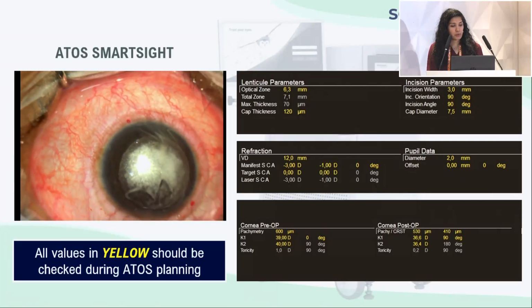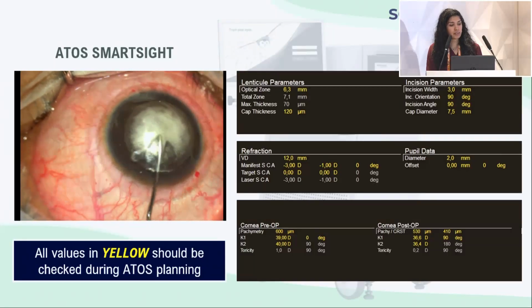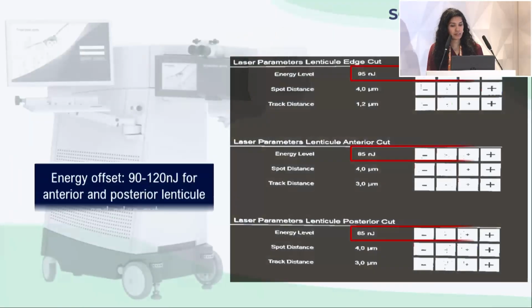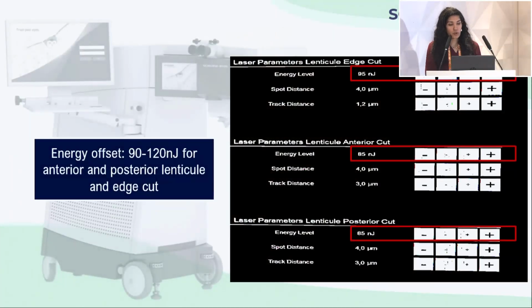So here we see a surgical demonstration. The lenticule dissection is being done, and the lenticule will then be extracted. So the energy offset varies from 90 to 120 nanojoules, as seen in this picture. The edge cut is around 95, and the anterior cut is about 85. The posterior cut is about 85, which is kept in this machine.